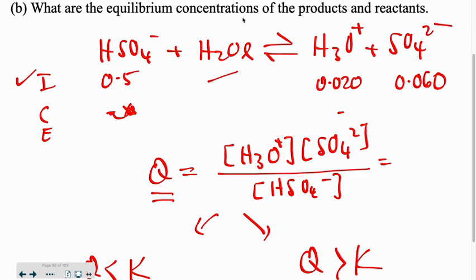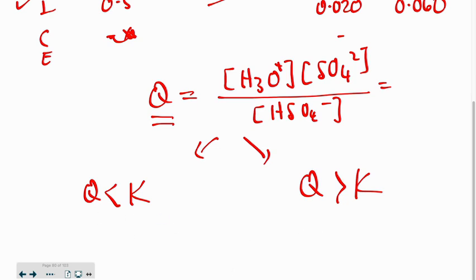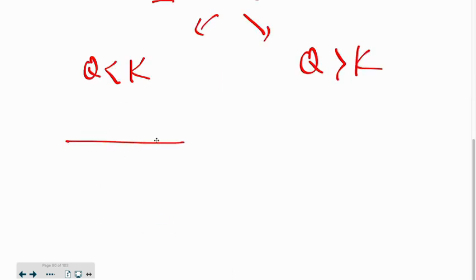So what's going to happen is this. The reaction could be at equilibrium, but chances are the reaction is not going to be at equilibrium. So if my Q is less than K, we have a situation like this. Here's Q and here is K. You should have learned this when you did reaction quotient and equilibrium constant.